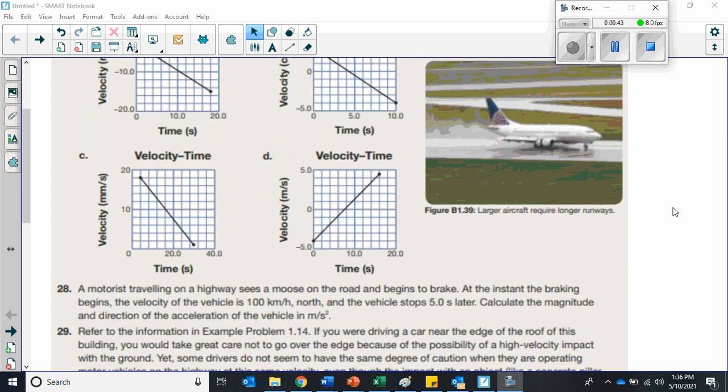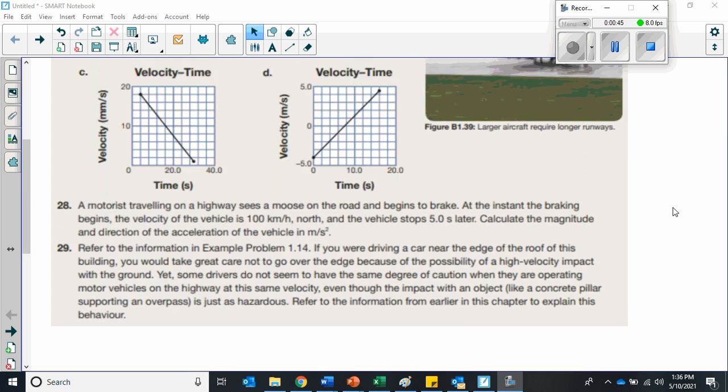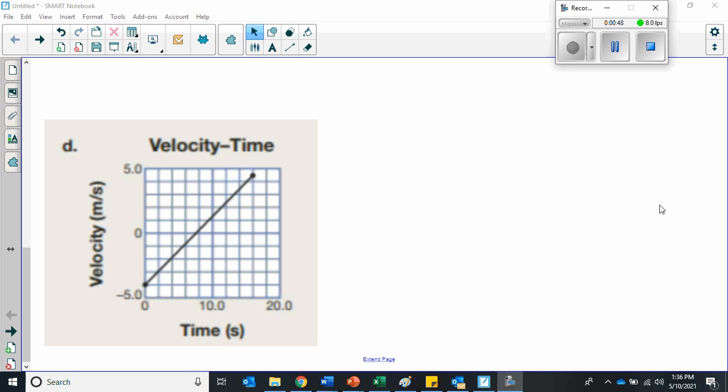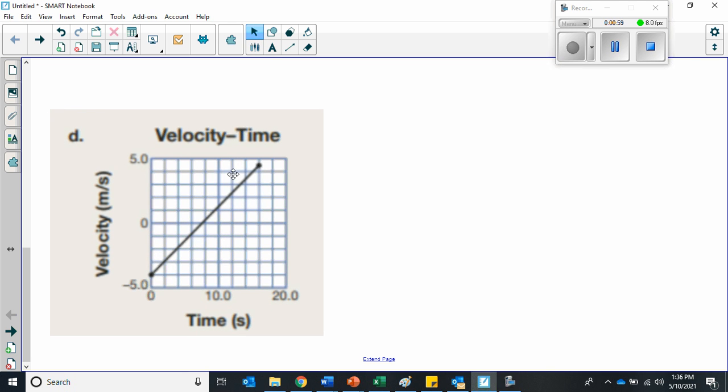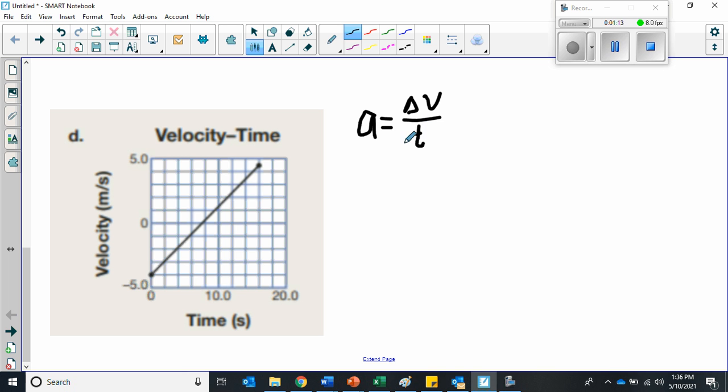I'm going to zoom in on letter D. So I made it bigger down here. And what we're going to do now is actually figure out what we need to find for information. Okay, so we see here we have our graph. Now what we're going to need to do is figure out acceleration is equal to my change in velocity over my time, or my change in time, right?